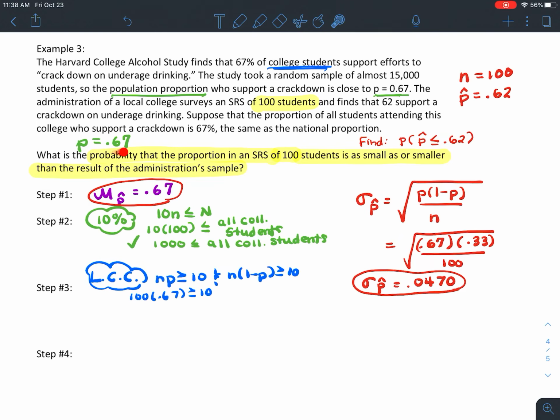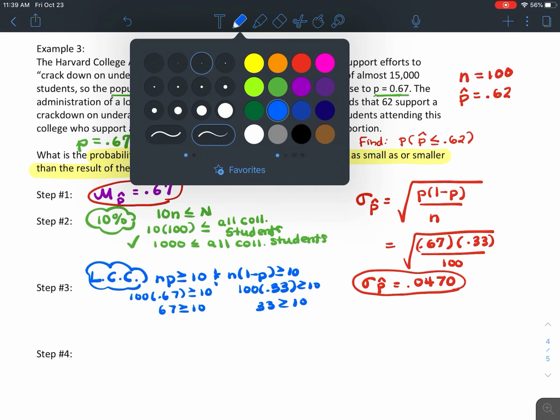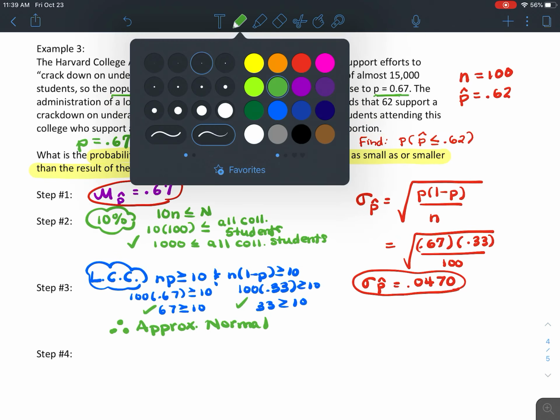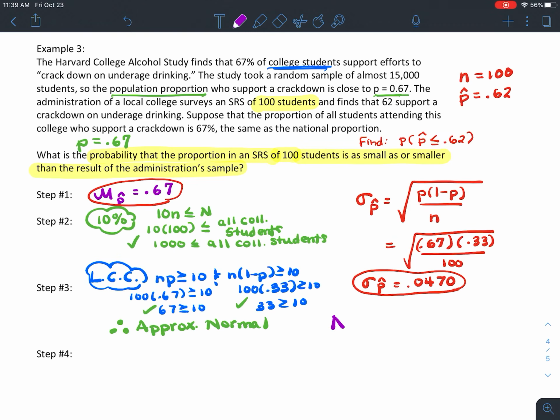So we're going to fill in 100 for our sample size, 0.67, that is the population proportion, and we need to show that that comes out to greater than or equal to 10. We also need to show that 100 times 0.33 would be greater than or equal to 10. It certainly met those two conditions, so I can go ahead and conclude that this is approximately normal. And this little symbol here with the 3 dots is a symbol in math that means therefore. So you could put that, therefore, we're saying this is approximately normal.